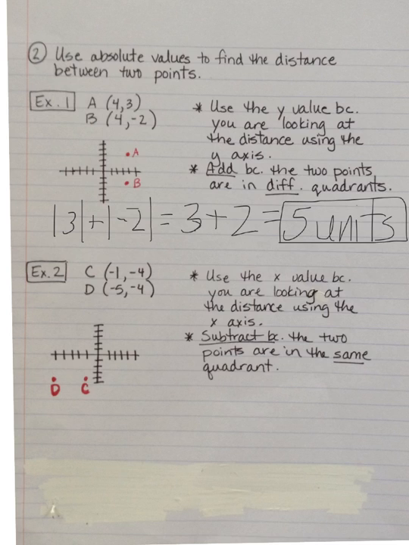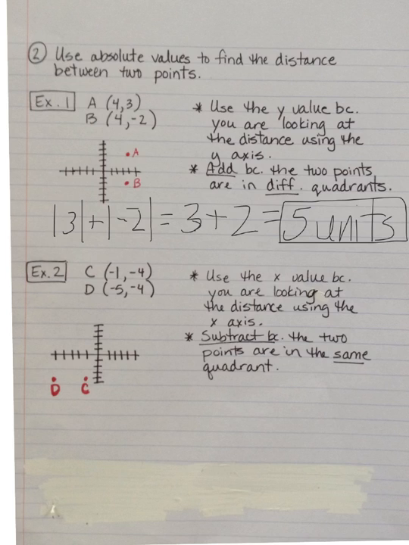It's really easy if you look on the coordinate plane in easy examples like this. It's easy to just count the boxes if you had graph paper and figure out this is 5 units. But they won't always be that easy, so you need to understand the process. In example 2, I would plot C, which is at negative 1, negative 4, and D, which is at negative 5, negative 4. You can see they're both in the same quadrant, quadrant 3.